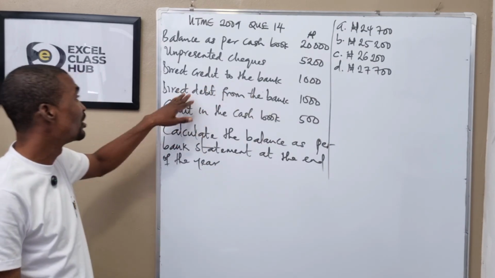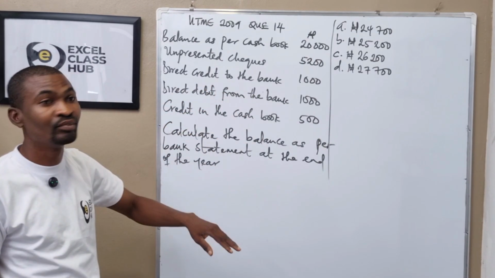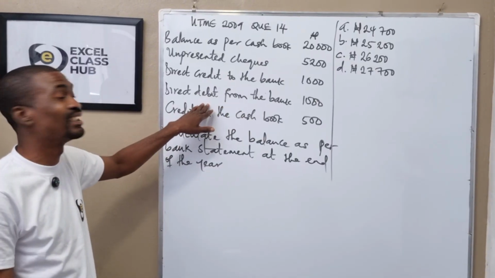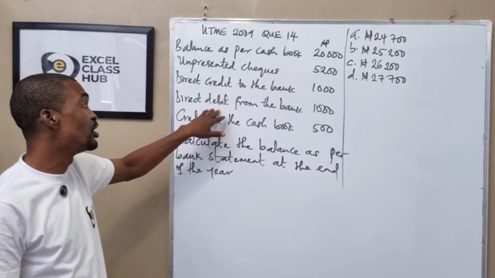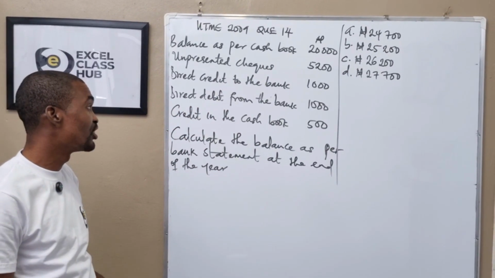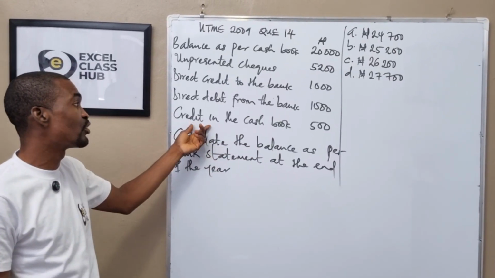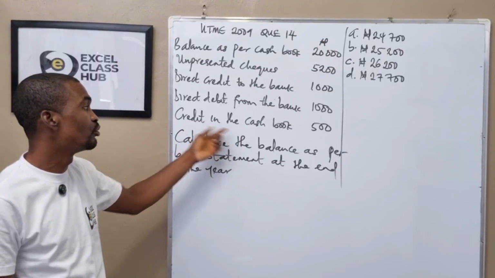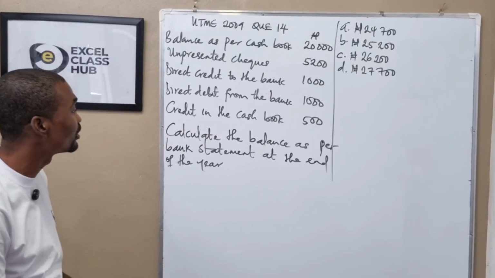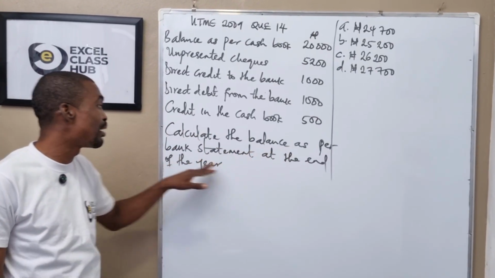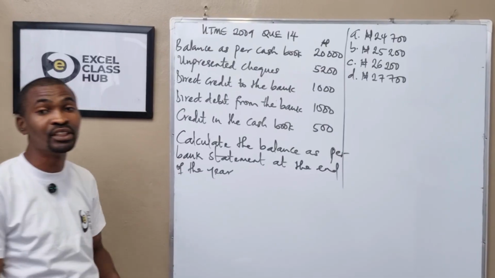That's 1,000. They have direct debit from the bank. Direct debit from the bank is the same thing as direct debit, which is going to be on the credit side of your adjusted cash book. Then you have credit in the cash book. This also stands for what? Uncredited check, which is 500. So what are you asked to calculate? You have to calculate the balance as per bank statement at the end of the year.